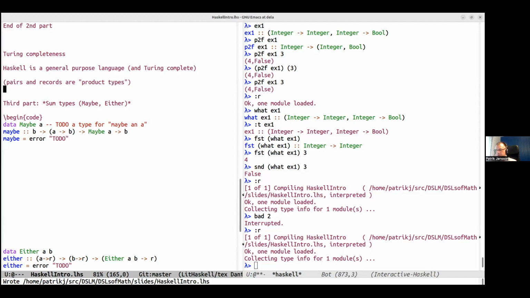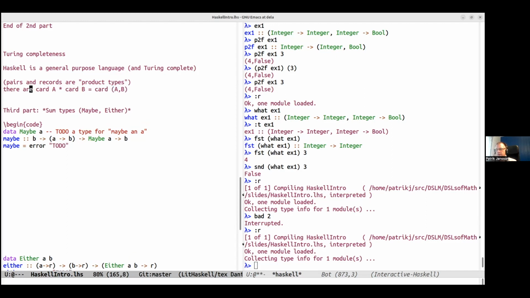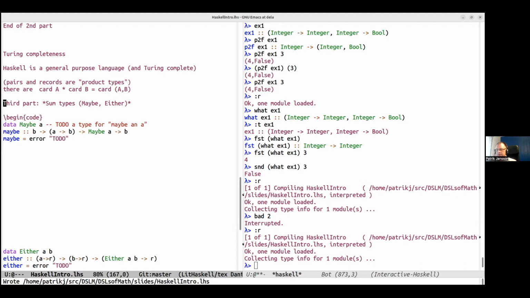So if you have the pairs of A and B, basically the cardinality of A times the cardinality of B is the cardinality of (A, B). If you multiply the number of elements in A with the number of elements in B, you get the number of elements in the pairs of A and B. For some types, it's addition instead. So you add values together instead of multiplying them.